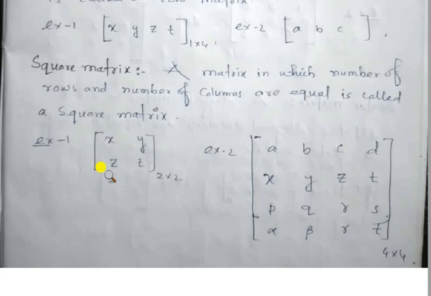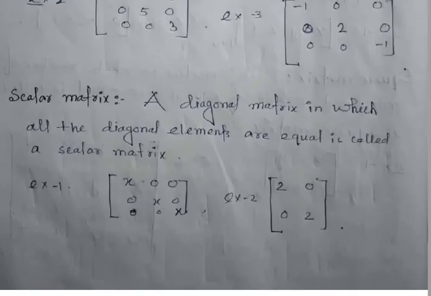So simply remember this: if a matrix has the number of rows and number of columns equal, then we call the matrix a square matrix. Here is another example. In this matrix there are 4 rows and 4 columns. So this is a matrix which is called a square matrix. Okay, come to the next page.